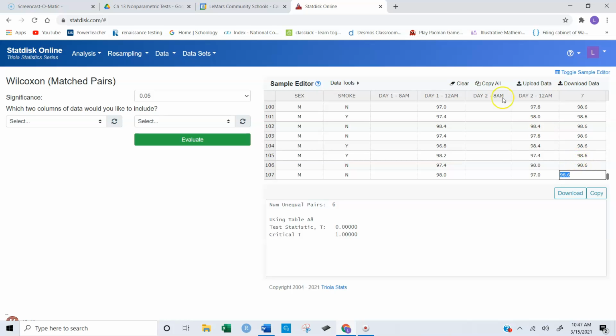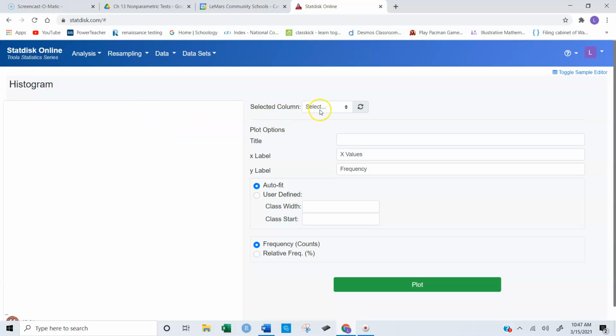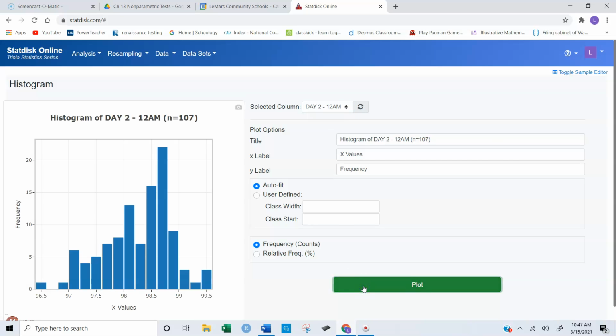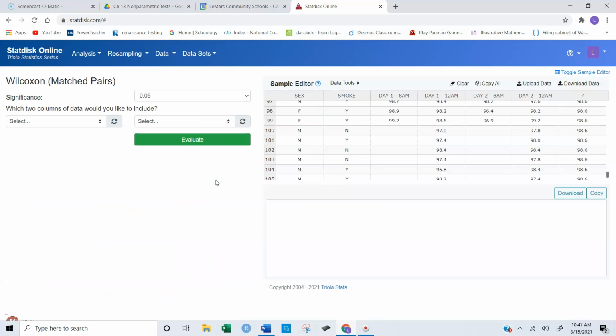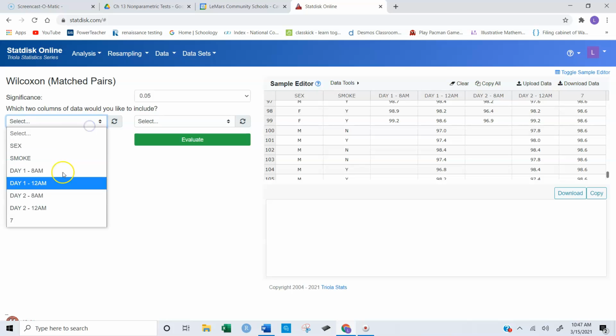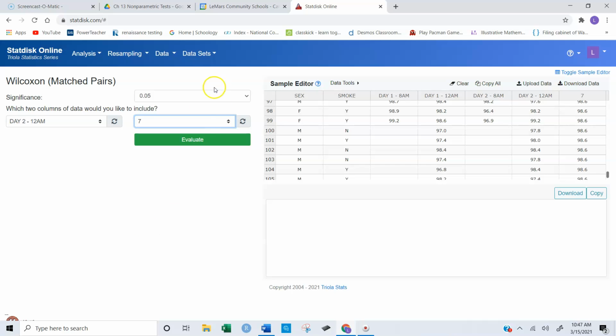All right, now that we have all of our data in, we also have to check our histogram. We have to make sure that our data values at 12 a.m. are good. We want to look at this one and plot this. Oh, that's a beautiful histogram. Look at that, it's pretty much a mirror. I know that the ones on the right are a little higher, but they're not terrible. So now let's go to analysis, Wilcoxon test, matched pairs, and we're going to compare our 12 a.m. data to our 98.6s that we put in there.